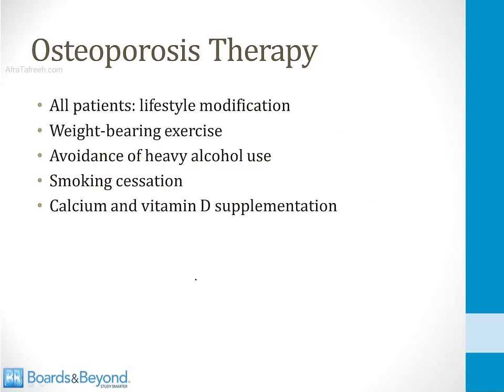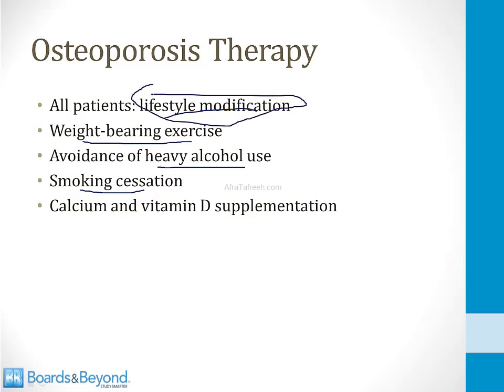In this video I'll focus on drugs used to treat osteoporosis, but let me start with a general point of therapy for patients with osteoporosis. All patients who have osteoporosis need lifestyle modification. This means a recommendation to do weight-bearing exercise, which can increase bone density, to avoid heavy alcohol use, which is associated with osteoporosis, and also to quit smoking, which is also associated with osteoporosis. In addition to these lifestyle factors, all patients with osteoporosis should take calcium and vitamin D supplementation to make sure they get sufficient levels of these nutrients.